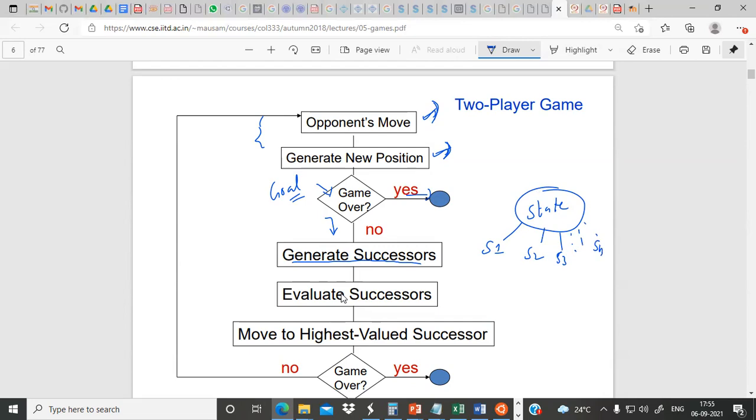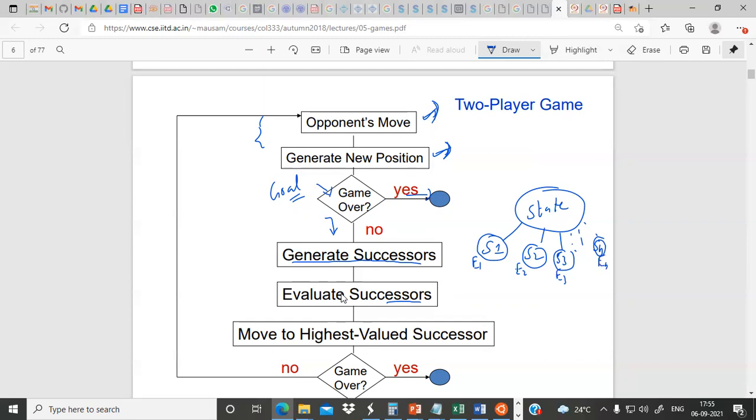Now evaluate all these n states. So which state? Now we should identify which is the good state. So apply some evaluation function, evaluate all these n states and identify some evaluation score. Say E1 is the evaluation score of S1, E2 is the evaluation score of S2, E3, and so on and so forth up to En. So we evaluate all the solutions.